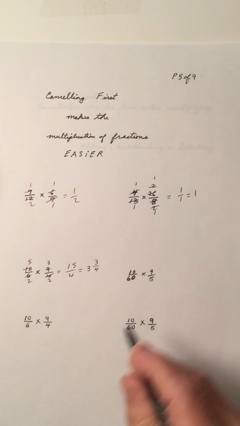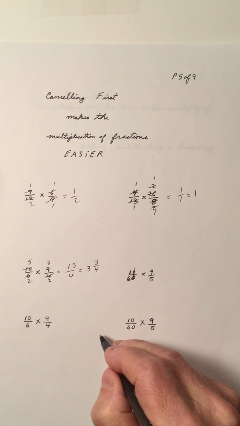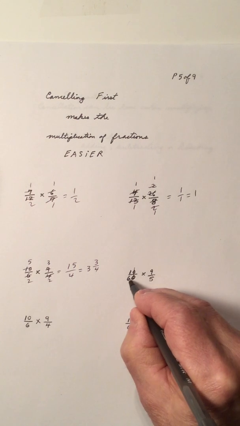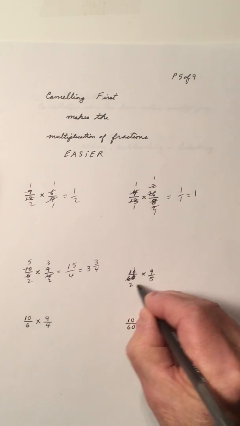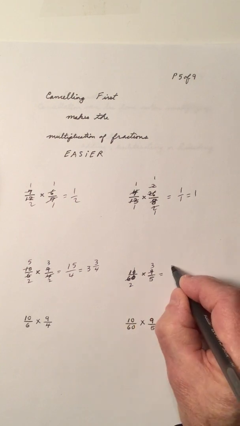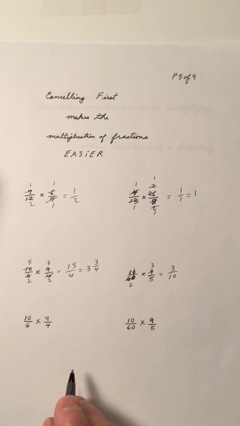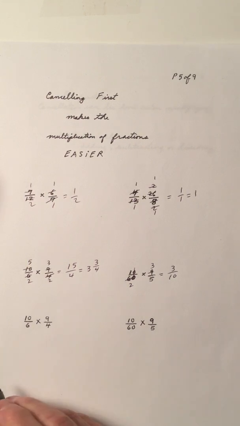Cancel first. Canceling here, I can cancel the zeros because I'm dividing by 10. Now I can cancel the 6 and the 9. 3 into 6 goes 2. 3 into 9 goes 3. Multiply. That's a 1 times 3 is 3 over 10. Much easier. You hear me say cancel first.